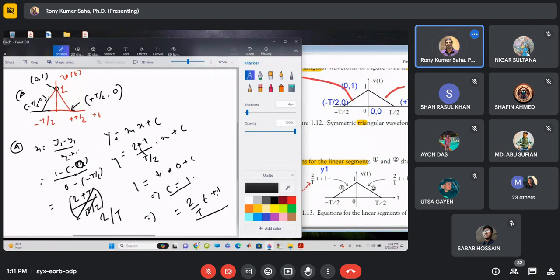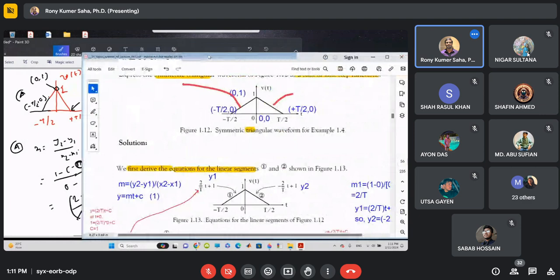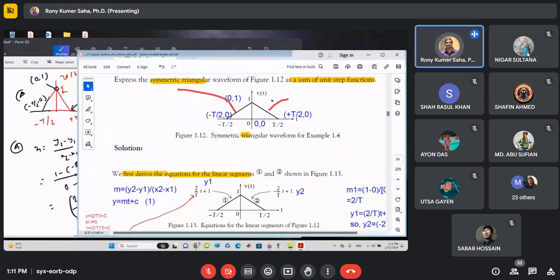mx plus c. So that's how you can find it. You can now check by yourself. For the downward part, going from upward to downward, you will see it's just plus 2 over t, and here it will be minus 2 over t into t. This is the only difference. You can check it by yourself, just following the same procedure.